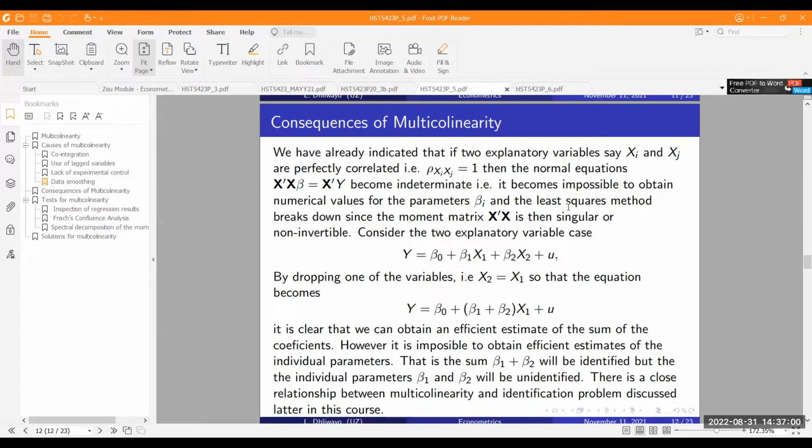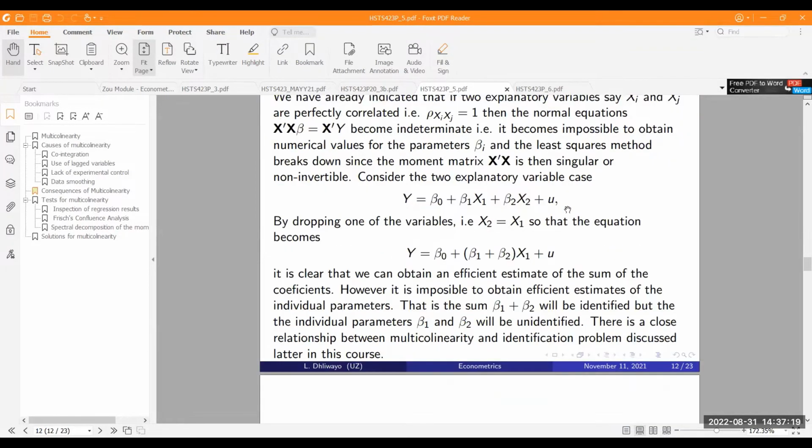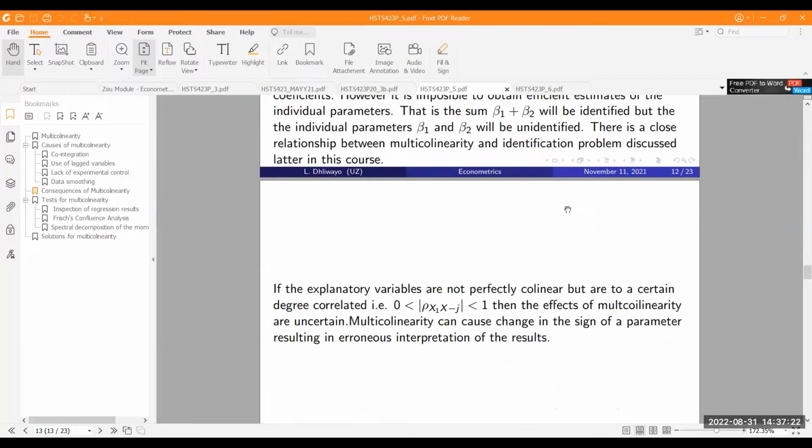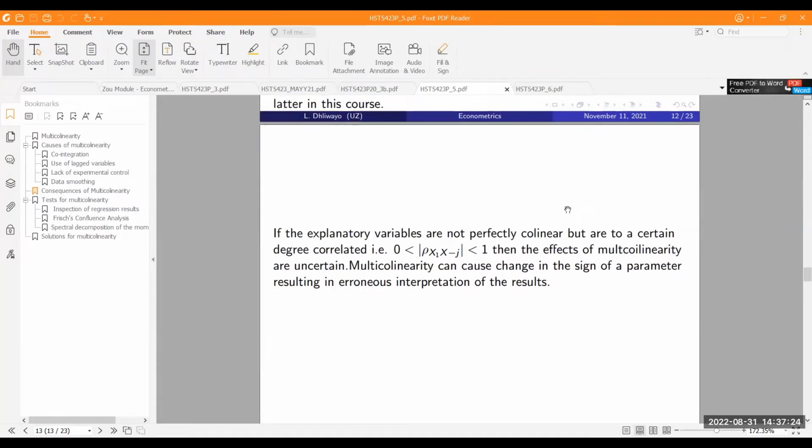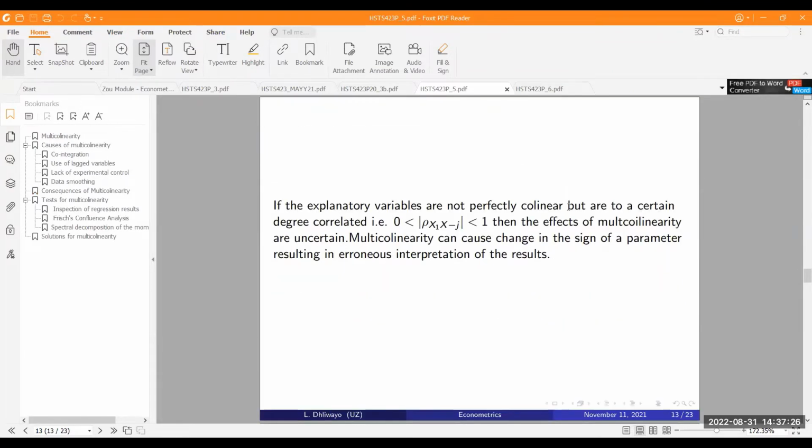There is a close relationship between multicollinearity and the identification problem, discussed later in the course, I think in the last chapter, whereby we talk about the identification problem. But for now, so far, so good. Do you agree? If I'm too fast, say so. Sometimes I will assume things that you didn't grasp in the lower courses, so you are allowed to lift your hand and ask me to explain, and I'll try my best.